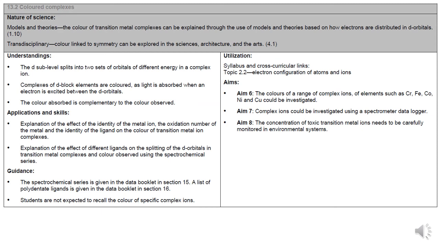Okay, so this was quite a quick video, but let's just quickly go through and list what we talked about. We talked about splitting, and we talked about light being absorbed as the electron gets moved between those levels. We talked about colour absorbed being complementary to the colour observed. We talked about identity of the metal ion, oxidation number, and identity of ligand and the effect that they have on colours. We talked about different ligands on splitting and using the spectrochemical series. The spectrochemical series is given. Polydentate ligands are given, and you're not expected to recall the color of specific complex ions.